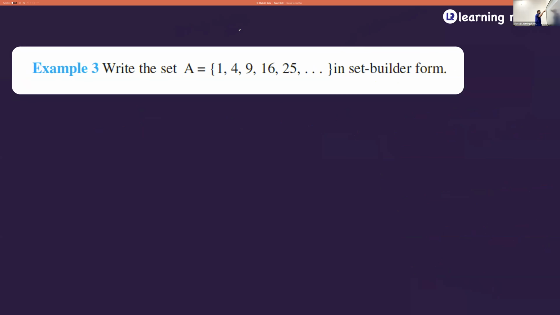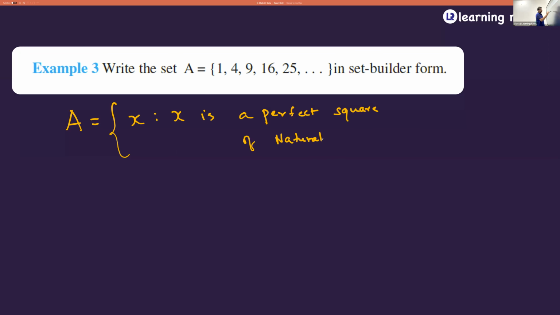So write the set A in set builder form. If you look at them, the numbers are 1, 4, 9, 16, 25, which are perfect squares. So how you write it? A is equal to assign a variable x such that x is a perfect square of whom? Of natural numbers.